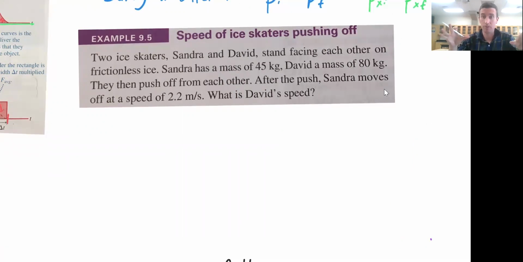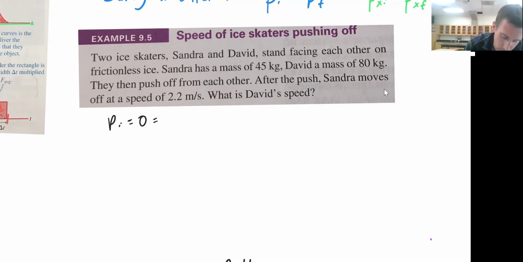Okay, so this is an isolated system. Sandra and David are the only two things. There's no friction, it's a frictionless surface, so we're good there. At the beginning, they are both standing still, so momentum at the beginning is 0, right? They're both at rest, so there's no velocity, so there's no momentum.